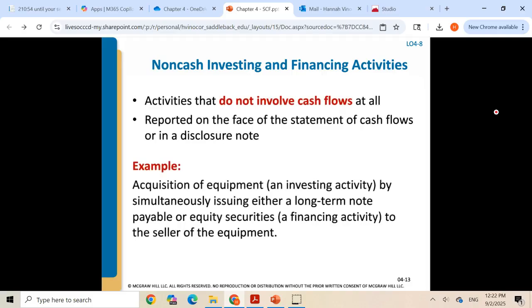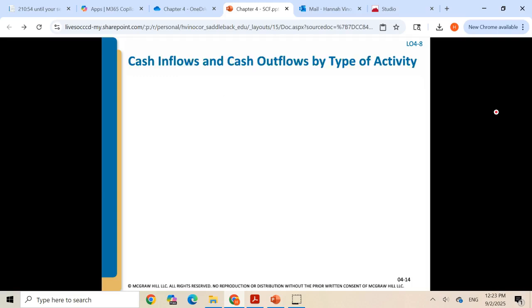Also reported in your statement of cash flows is any non-cash investing and financing activities. It's almost like a footnote in the statement. You say, let's just say we acquired equipment, which is an investing activity, by issuing a long-term note payable, which is a financing activity. So you just have to report it. You report it on the face of the statement of cash flows or in a disclosure note.